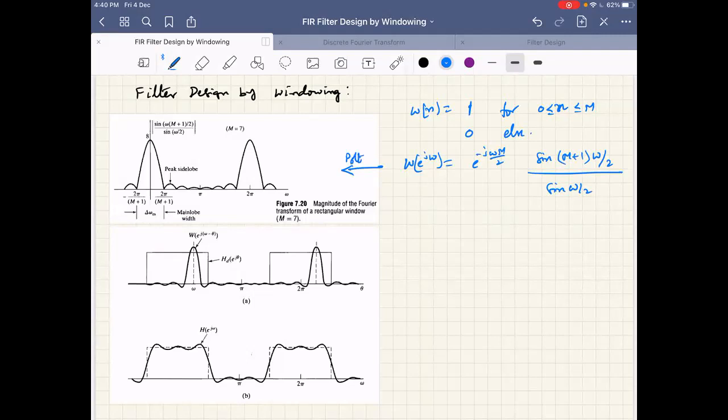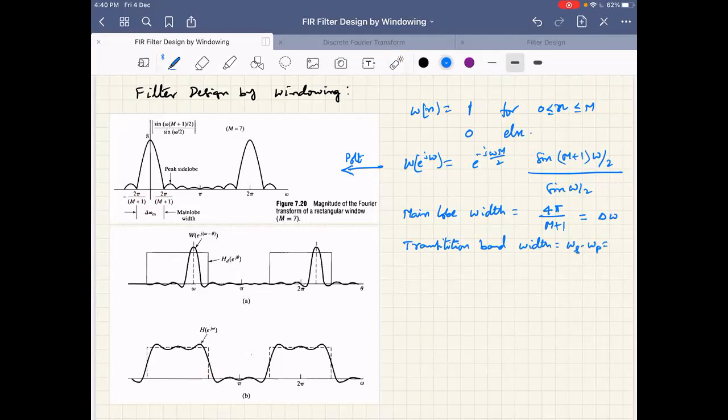As you can see here, the main lobe width is how much? Minus 2 pi by M plus 1 to 2 pi by M plus 1. So the main lobe width is 4 pi by M plus 1. This is one of the very important factors because, as we discussed before, this determines the transition band. This is in fact equal to delta W, the transition band.